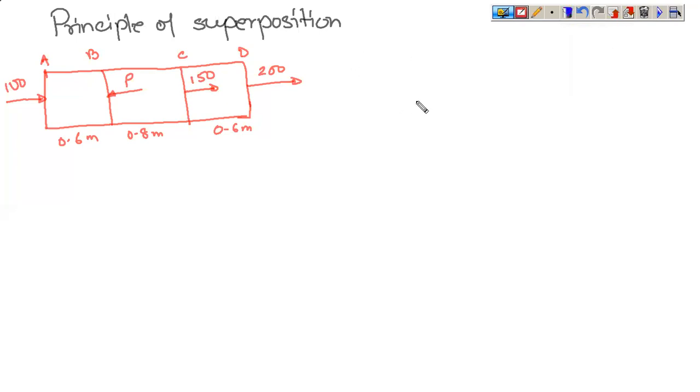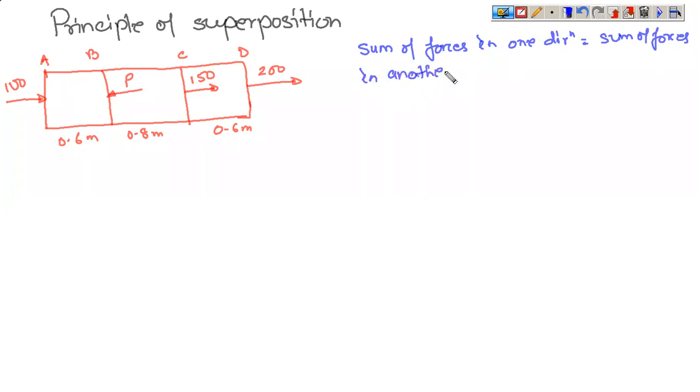So principle of superposition says that sum of forces in one direction is equal to sum of forces in another. If this condition is not satisfied, principle of superposition will not work. So for equilibrium of the structure, or for making the problem solvable, the sum of forces in one direction has to be equal to sum of forces in another direction.